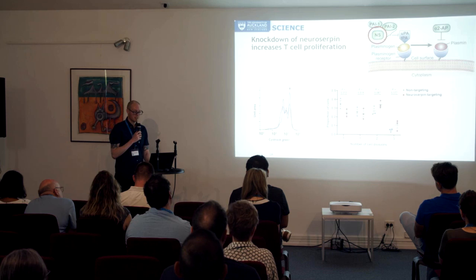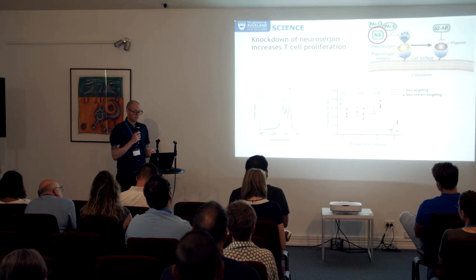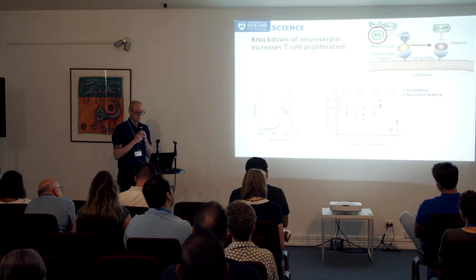And if we plot these data, we see that when we compare the neuroserpin knockdown to our control condition, more cells have divided when neuroserpin is knocked down, and more cells also have divided 2 or 3 times compared to the control condition.